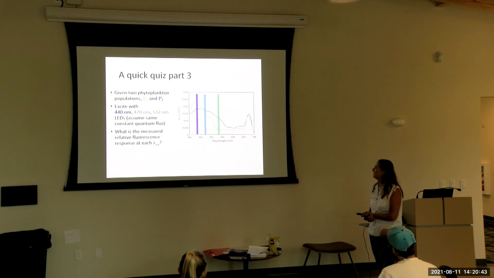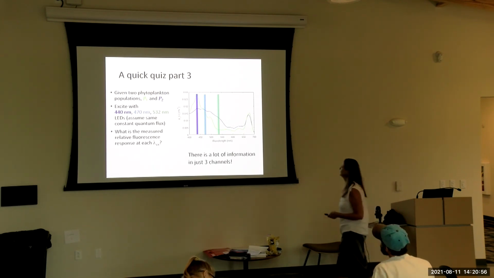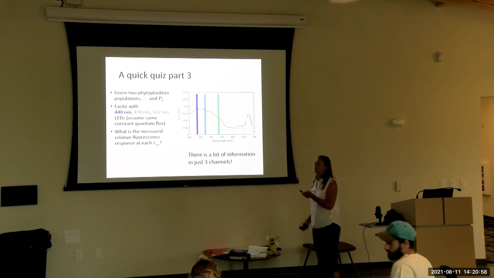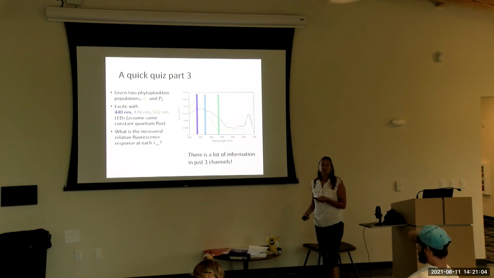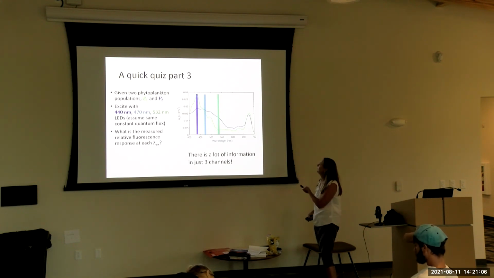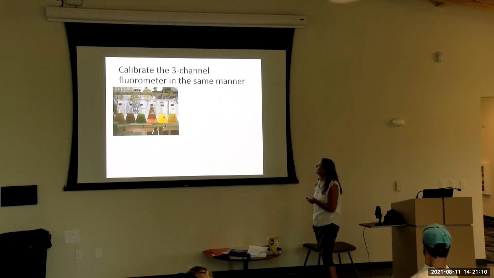470. And then at 440, population 1 is going to give you a lot more. And at 532, population 2 is going to give you a lot more. So this is the basis of how a multi-channel works. You have 3 wavelengths, but looking at the ratios of, say, this one to this one, or this one to this one, can give you information because each species is going to fill in sort of different amounts in here, okay? So that's how it works.